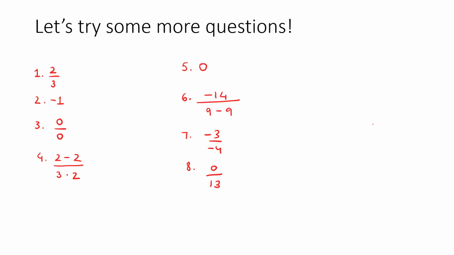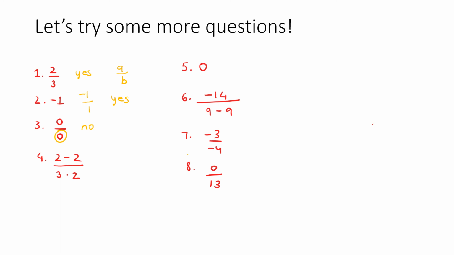Now let's try some more questions. Is 2 by 3 a rational number? Yes it is, because clearly it's expressed in the form of a over b, where b is not 0. Is -1 a rational number? Yes, because -1 can be expressed as -1 over 1. Is 0 over 0 a rational number? Some may be tempted to say yes, but this is a trick question, and we have 0 as the denominator, so no, it can't be a rational number.